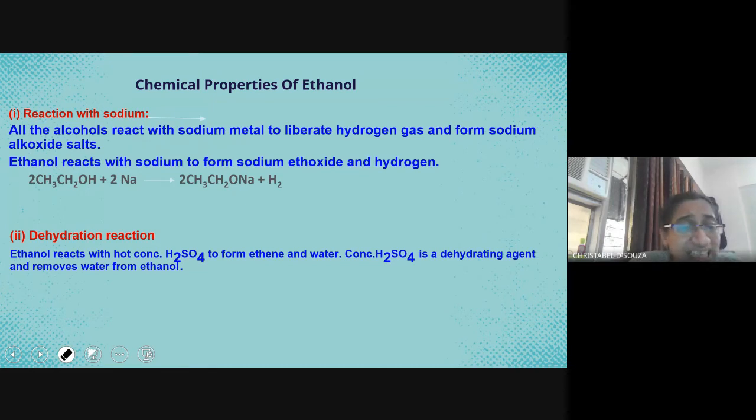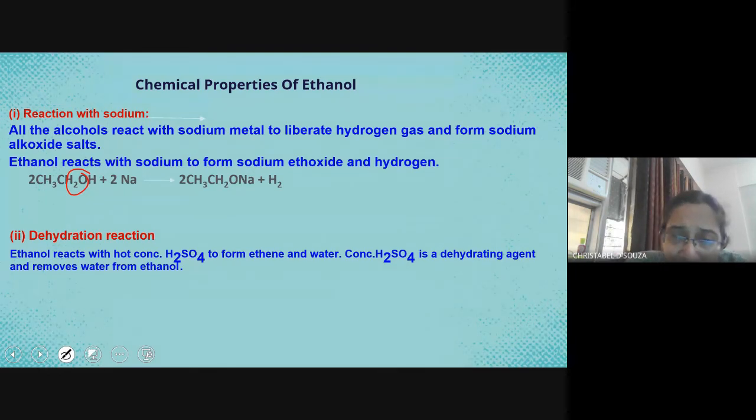If you remove water from this, what do you get? Remove H2O from here. Look at this and remove H2O. You get C and one more C. What is two C's? C2. Correct? Yes, boys.